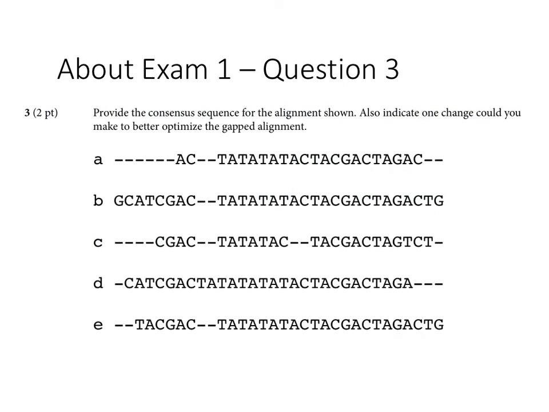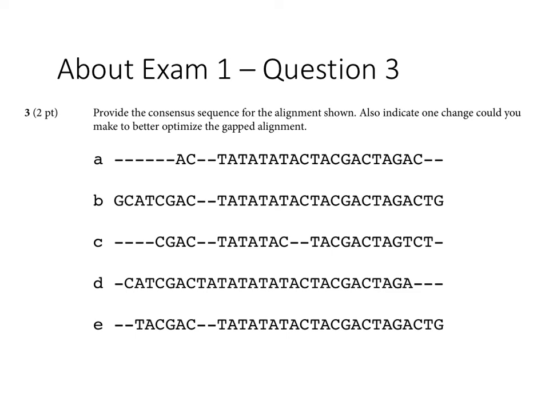2-point question. Part of it was supposed to be easy, so one of those points was more like a D level, like you understand what you're doing, you've been to class, you've been paying attention. That was the consensus sequence. Most of you did that, most of you got that point. Not all of you, but most of you did. The one change you could make to better optimize the gapped alignment is the part that was way too ambiguous. I know a lot of you didn't get that second point.